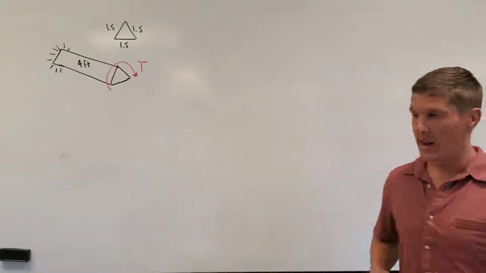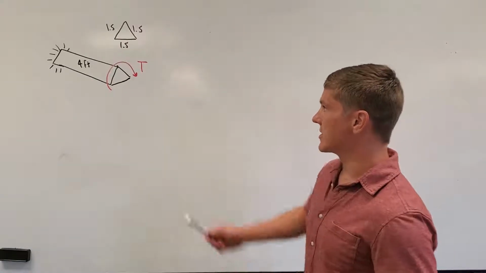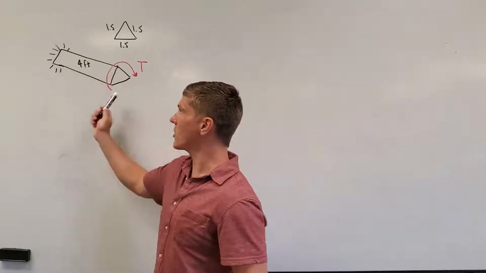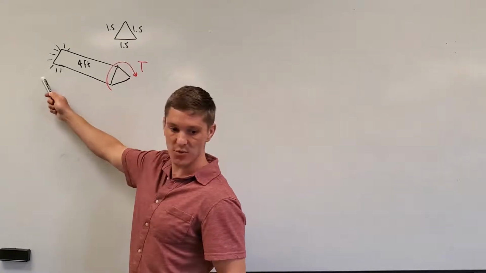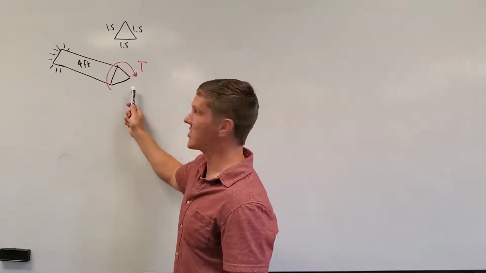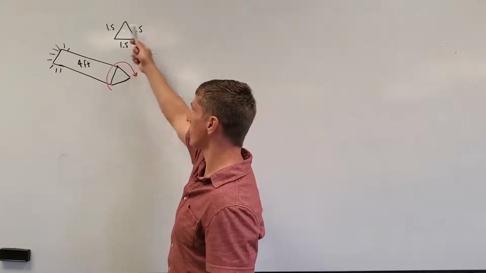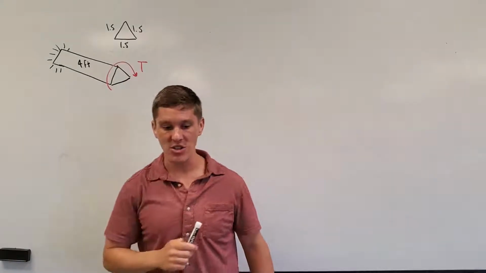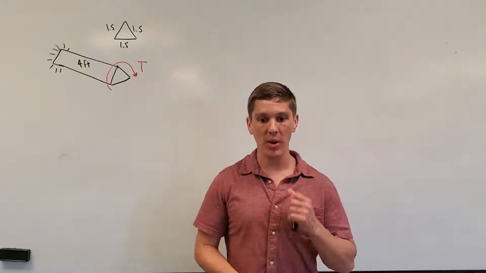Okay, let's get a picture of what we've got going on here. It's not great, but we have a triangular cross-section. They gave us that it was 4 feet long and one side of the shaft is fixed. And then a torque is applied to the free end. They also said that it's an equilateral triangular shaft where all 3 sides of the triangle are 1.5 inches long. So let's jump into this problem.